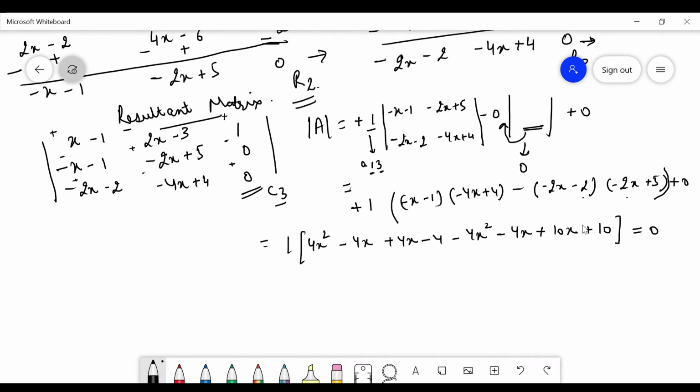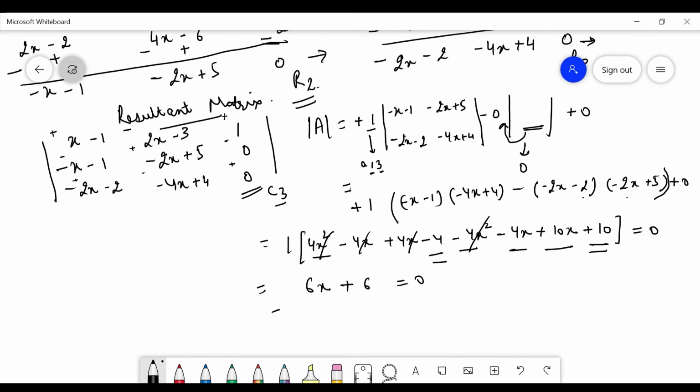Because the matrix in the question is equal to 0. So what I will do next, I will write here, this 4x is cancelled, right? And next we have 4x square minus 4x square, again it is cancelled. So I will get minus 4x plus 10x. This gives me 6x. And here I have minus 4 plus 10, so I will get plus 6. So this is equal to 0.